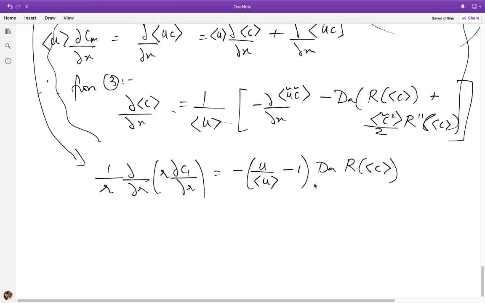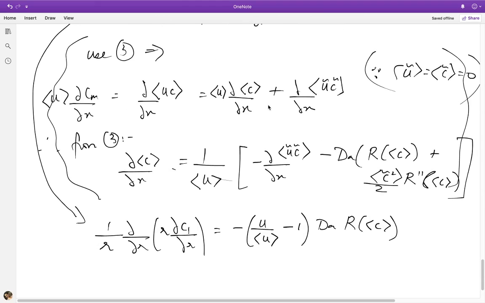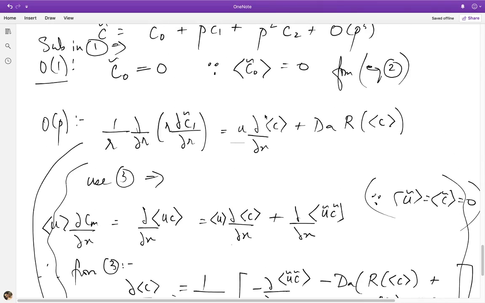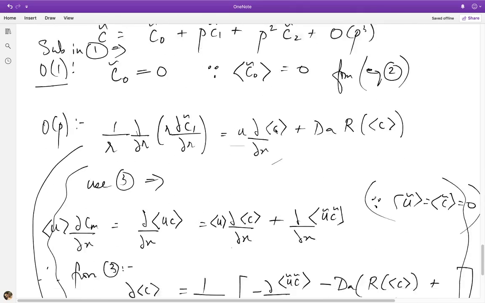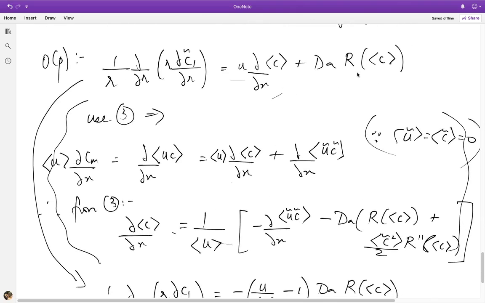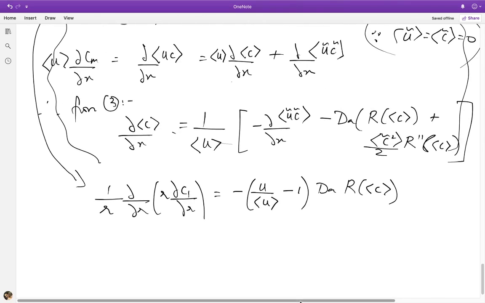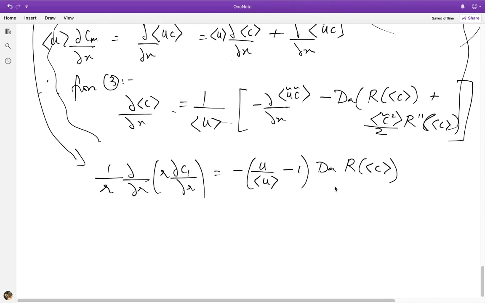Okay, so now I've written down the right hand side entirely in terms of the reaction rate term, and I've eliminated this convection related term using the averaged equation 3. So it allowed for some simplification. Okay, so now this of course is a constant term.